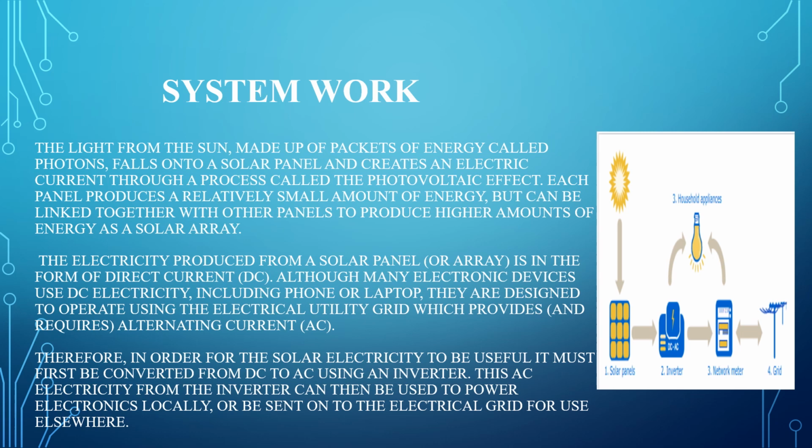The electricity produced from a solar panel is in the form of direct current, although many electronic devices use direct current electricity, including phones or laptops. They are designed to operate using the electrical utility grid, which provides alternating current. Therefore, in order for the solar electricity to be useful, it must first be converted from direct current to alternating current using an inverter. This alternating electricity from the inverter can then be used to power electronics locally or be sent to the electrical grid elsewhere.